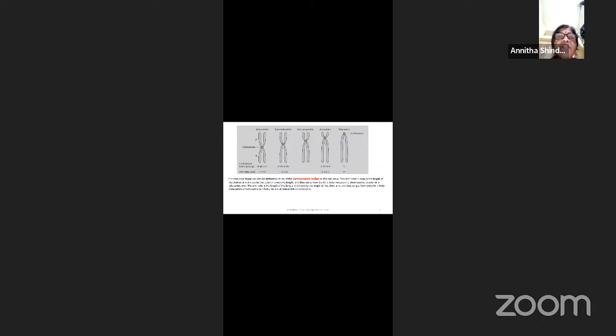Now apart from the karyotype, you have the karyogram. Karyogram is a display of the chromosomes of a cell which is again sorted out into pairs. So we can differentiate karyotype and karyogram: karyotype is only a summary, which means an image showing the chromosomes of a cell arranged in order in pairs, whereas karyogram is a display of the chromosomes. This is how the chromosomes are arranged.